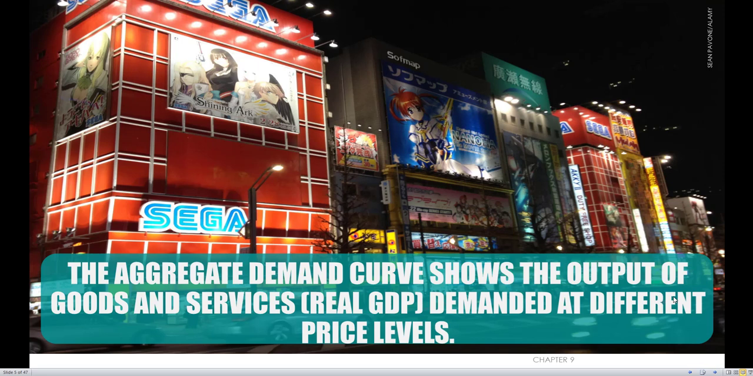Let's go ahead and build up the aggregate demand curve first. It shows the output of goods and services, real GDP, which is demanded at different price levels. And this is going to be something that's important for us because we now hit the two main variables we are interested in. We're taking a look at output, which is real GDP, and we're also taking a look at price levels here. So there's a price and output relationship that's going to develop between aggregate demand, as we've seen with regular demand as well.